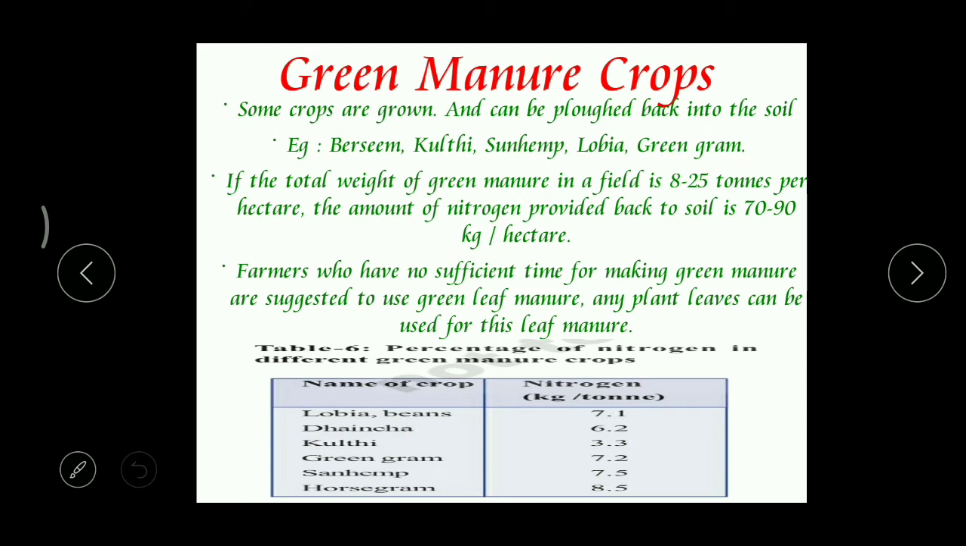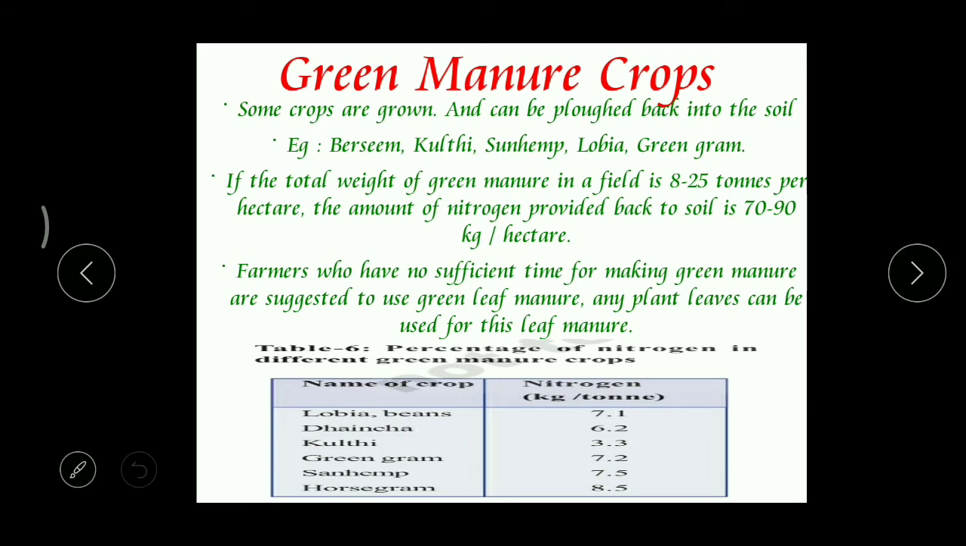As it is a leguminous crop, nitrogen will be added, and because of this decomposition, the remaining nutrients like phosphorus, potassium, calcium, magnesium, boron, zinc, all these elements are also added to the soil. Correct? Okay, and that one can be called green manure. What do you call that kind of manure? Green manure, and such crops can be called green manure crops.